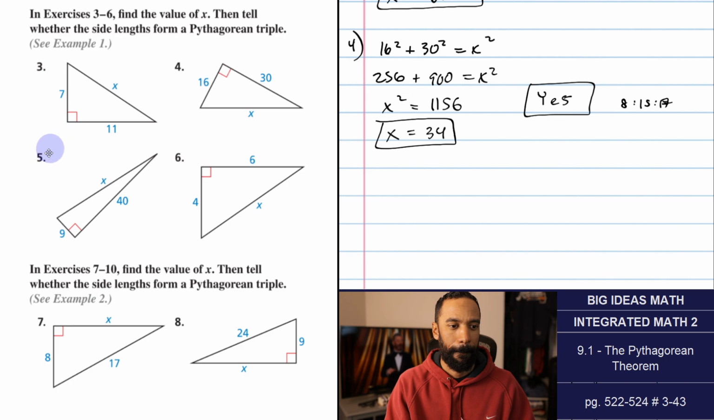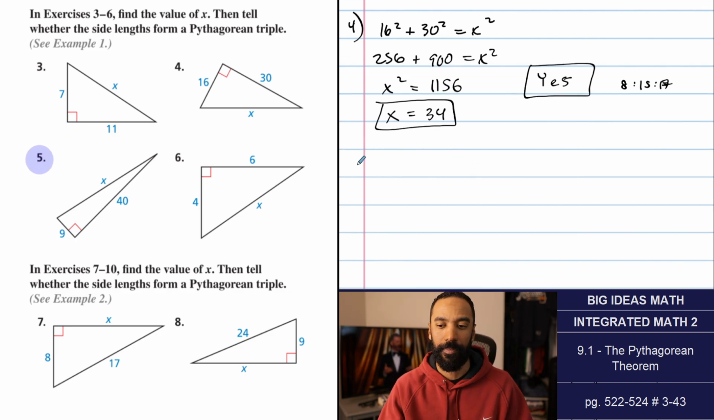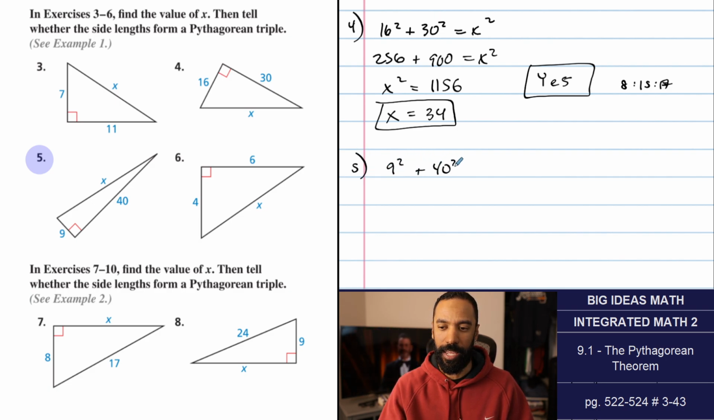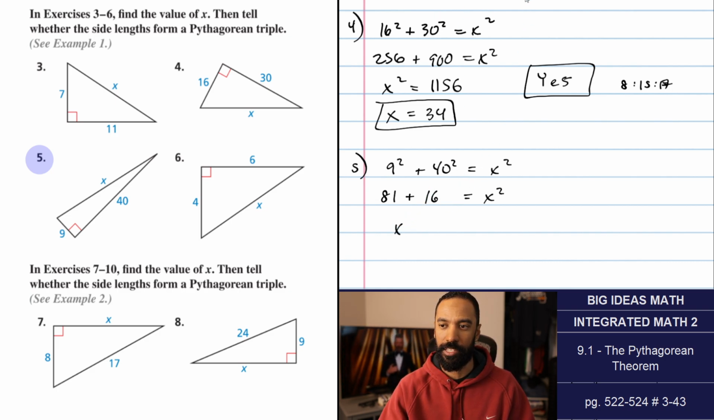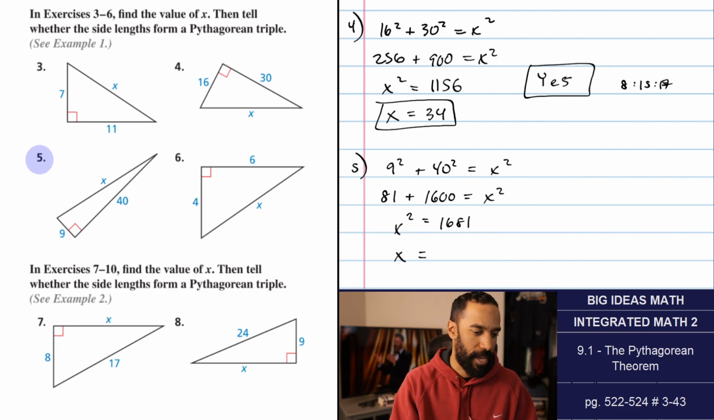Number 5. This could be a Pythagorean triple, and I wouldn't be aware, so I don't know. I might have to whip out the calculator for this one. 9 squared plus 40 squared equals some x squared, and these are all hypotenuses. 9 squared is 81, 40 squared is 1600, so 1681. If it is, it's probably going to be 41. What did I just do? This should say 1600 and then 1681. X squared equals 1681. The square root of 1681, I gotta do the calculator now.